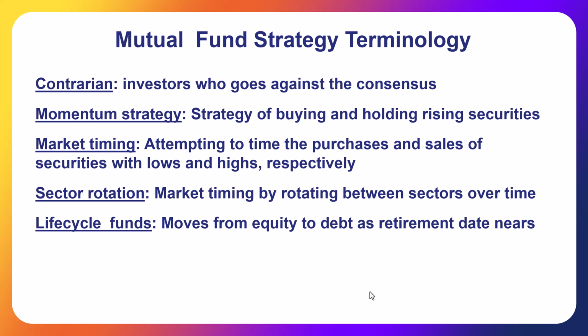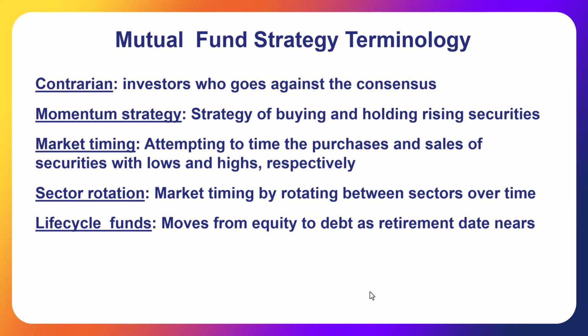So these are different strategies. You can look at momentum. Companies that look at the strategies of buying and holding rising securities. You can think about market timing, where we're going to attempt to purchase and sell securities at lows and highs respectively. Sector rotation, moving our investments across different sectors as the economy shifts, right? Or as we see the economy coming.